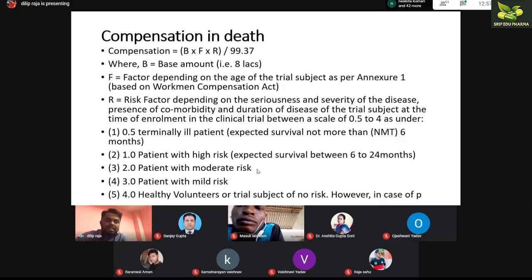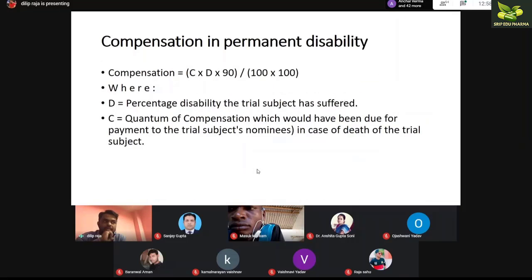Risk factor depends on the seriousness and severity of the disease, the presence of comorbidity, and the duration of the disease of the trial subject at the time of enrollment in the clinical trial, on a scale of 0.5 to 4. 0.5 is a terminally ill patient, a very ill patient, 1 is a patient with high risk, 2 is a patient with moderate risk, 3 is a patient with mild risk, and 4 is a healthy volunteer. This is the calculation for compensation in case of death.